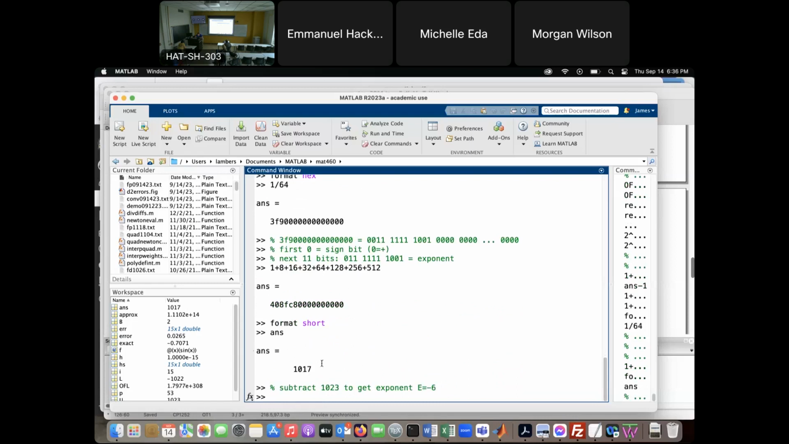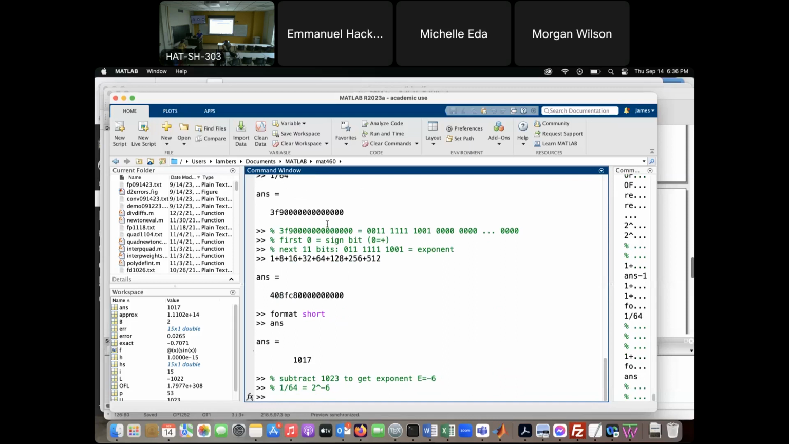Which makes perfect sense, because 1/64, the number I was representing in the first place, is 2 to the minus 6. So it ought to have an exponent of 6. Now the mantissa, in this case, is all zeros.